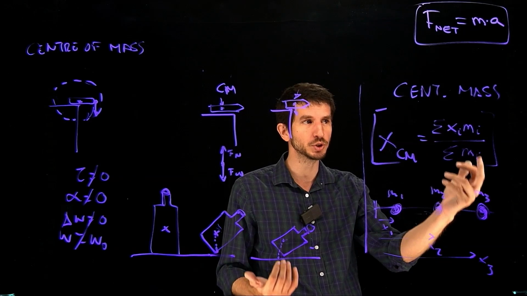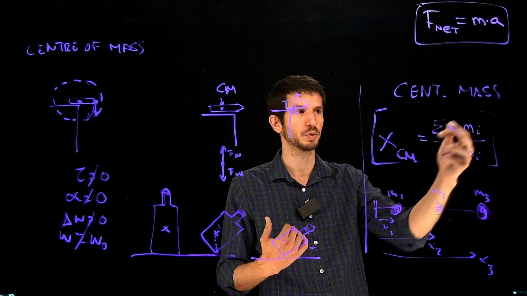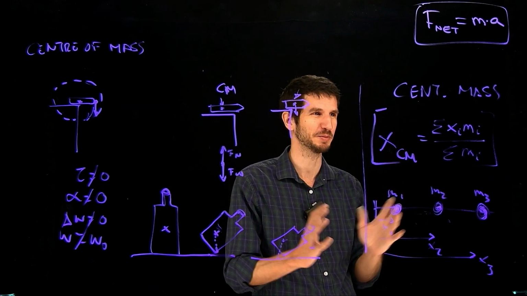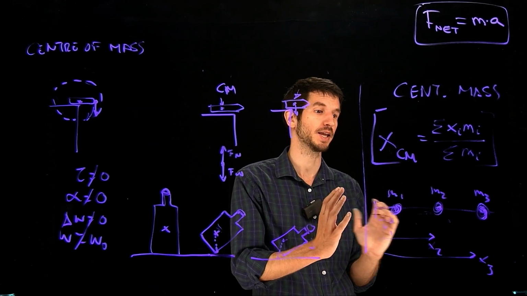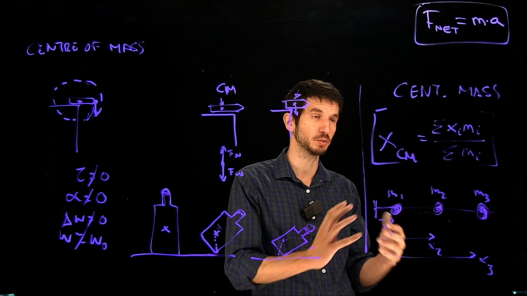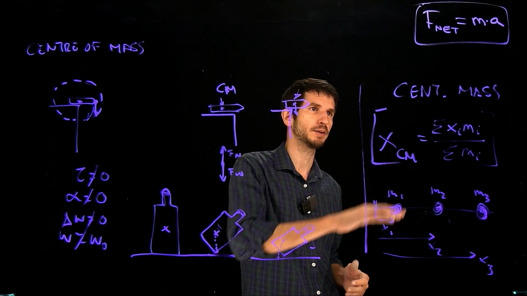This is an average position where everything is weighted with respect to the mass. I mean, that's if you've seen some statistics course, otherwise it might not make sense. But anyway, that's the idea here. The more massive the object is, the closer the center of mass is going to be to it, okay? And that's just captured through this formula.